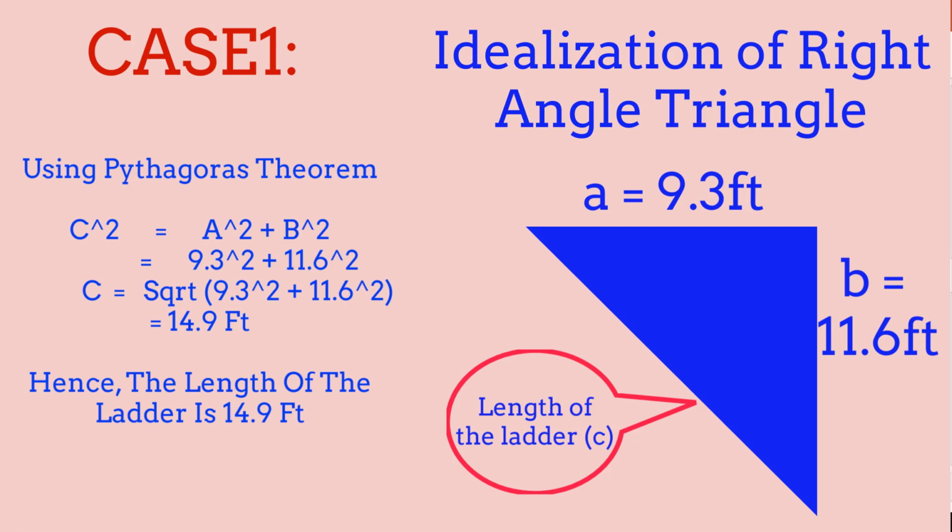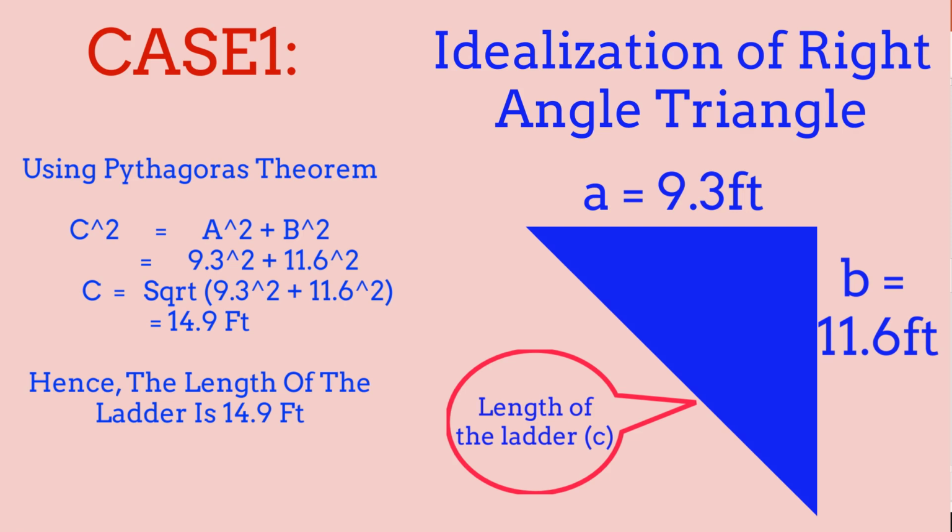Now we're going to replace the values once again. 9.3 squared is basically saying 9.3 times 9.3, and that is equal to 86.49. After that, we also need to do the same thing to the 11.6. So we're going to do 11.6 times 11.6, which is 134.56. Now we're going to add both of those together, and we get 221.05. From there, we can just square root that, and then we get 14.8677. So we can basically just round that up to 14.9.